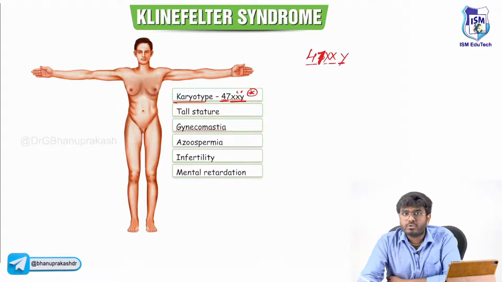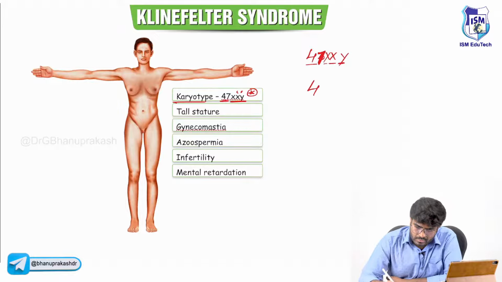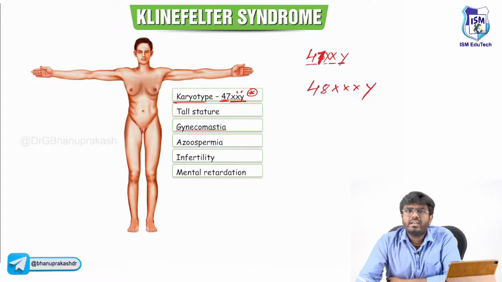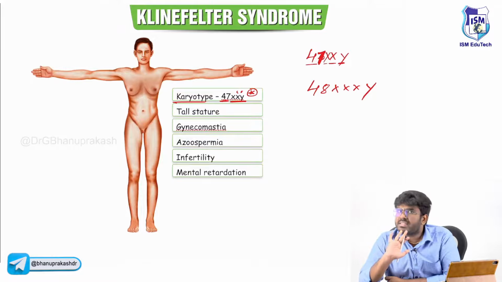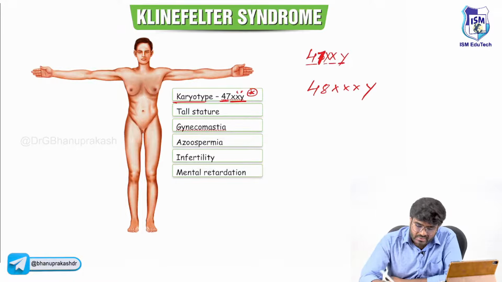What is that extra chromosome? One extra X chromosome is there. For example, this is 48XXXY. This is also Klinefelter, no doubt. So extra X chromosome is simple Klinefelter. Okay. Most common genotype is 47XXY.